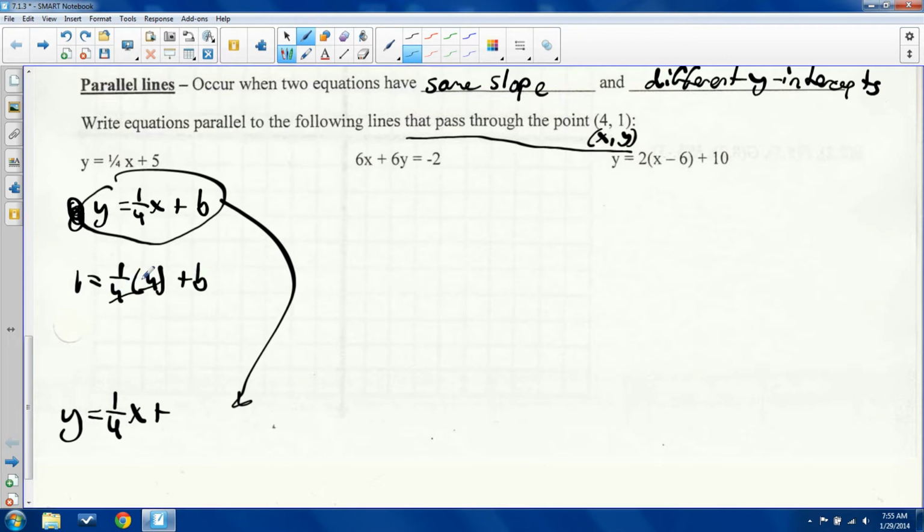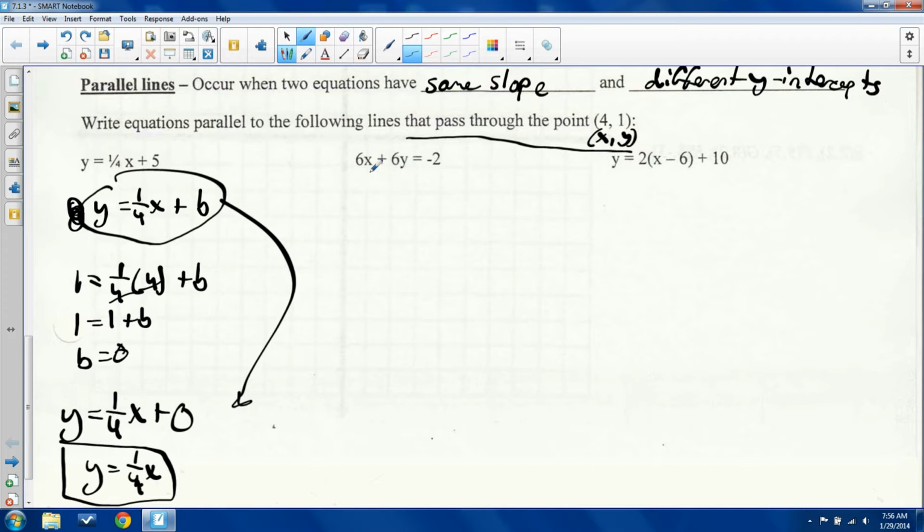So b, so 1 equals 1 plus b. Subtract 1 from both sides, you get b equals 0. So if b equals 0, my equation is y equals 1/4 x plus 0, or even better yet, y equals 1/4 x. Okay. This should be a pretty standard recollection of what we're doing here. I just needed the line that is parallel to this one, yet it passes through this point specifically.